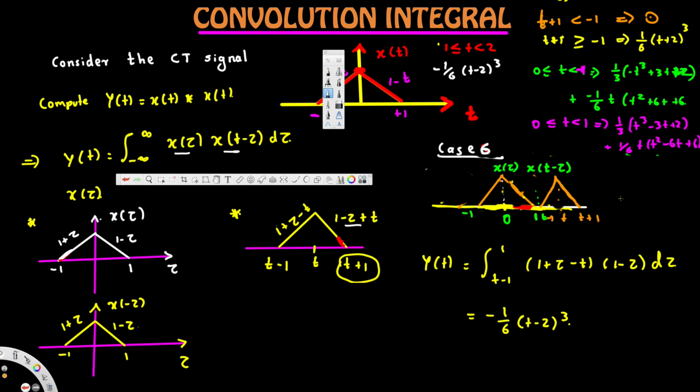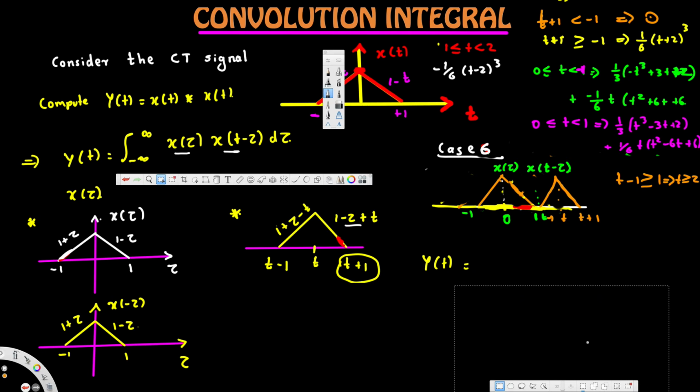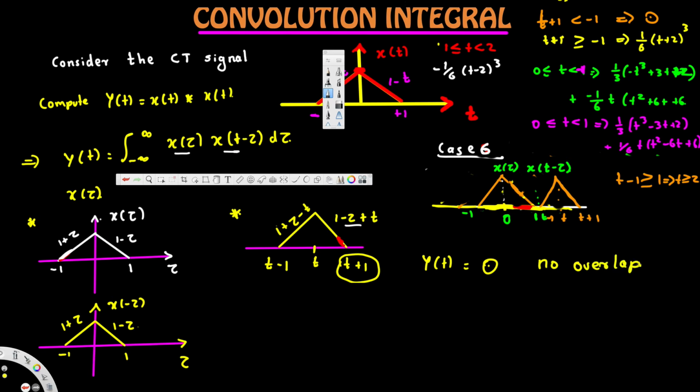And the region is going to be what? With this, t minus 1 is greater than or equal to 1. If you rearrange this one, we can also say t is greater than or equal to 2. So if it happens, you can see there's no non-zero overlap. So the whole thing is going to be 0. So we can directly write y of t is equal to 0 because no overlap. And that's going to be our last condition. So y of t is 0 in the last condition.